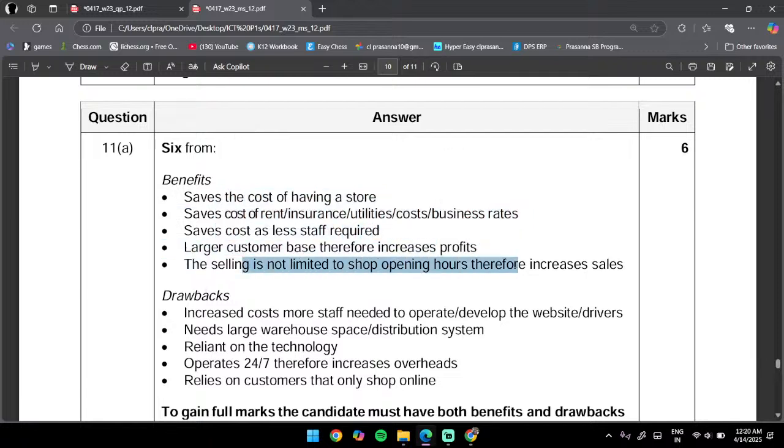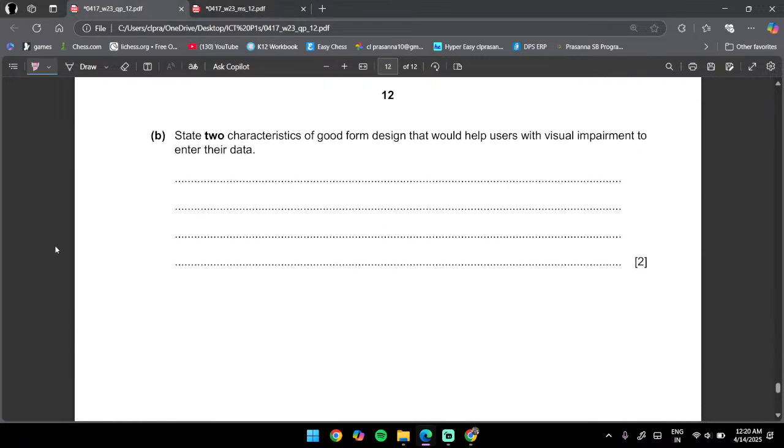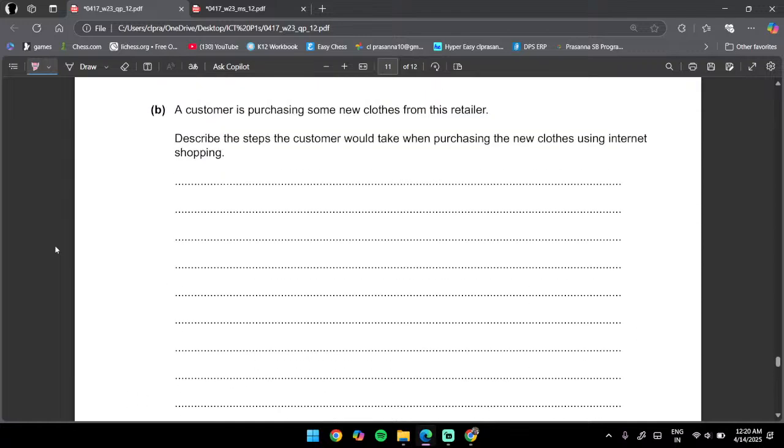Selling is not limited to shopping hours, so saying open 24/7 should hopefully get me the marks. Drawbacks: increased cost, yes. Larger warehouse, yes. Reliant on the technology. I didn't mention this: operates 24/7, that's why it increases overheads; relies on customers that only shop online. Yes. Then I think last question, almost done.